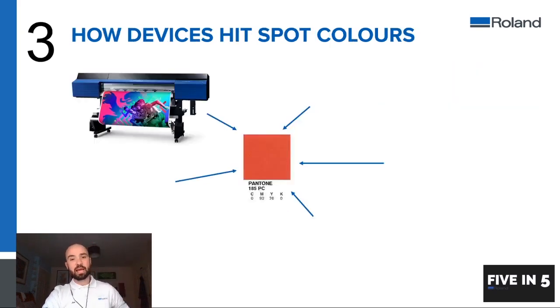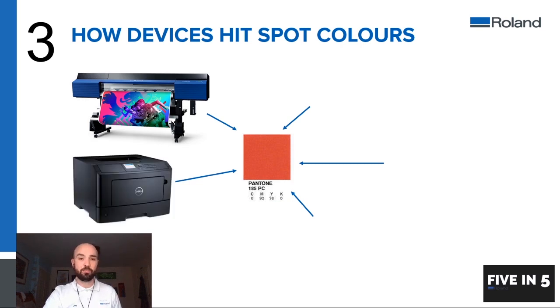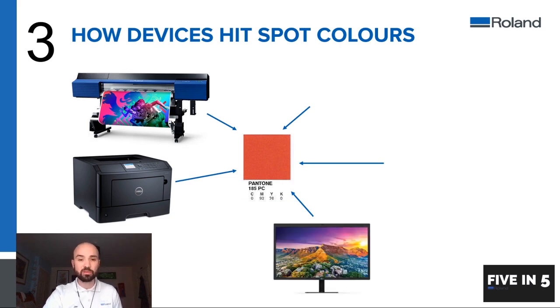Part 3. How devices hit spot colours. So where we have that reference colour, for example a Pantone colour, different devices need to put down different values of ink, for example, or show different light strengths for RGB in order to achieve that colour. So one printer may need to put down a different CMYK value to another printer in order to get the same colour. This is down to the different ink formulations, the different software that are used, the different profiles or material that you're printing onto.